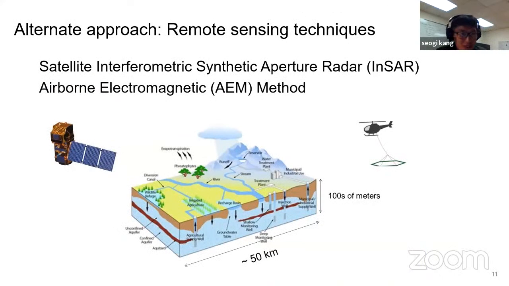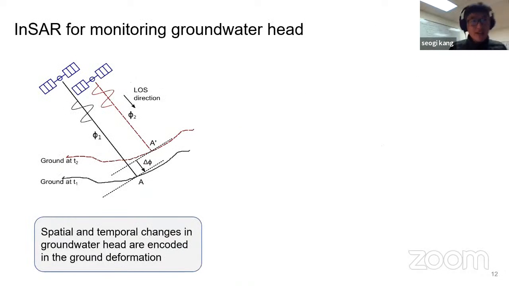So what I'm going to focus on today is what can be an alternative approach for this. I'm going to use remote sensing techniques. There are many different remote sensing techniques, but I'm going to focus on two. The first one is satellite interferometric synthetic aperture radar, called InSAR, measuring surface deformation. And the second one is the airborne electromagnetic method for imaging. So let's start with InSAR for monitoring groundwater head.